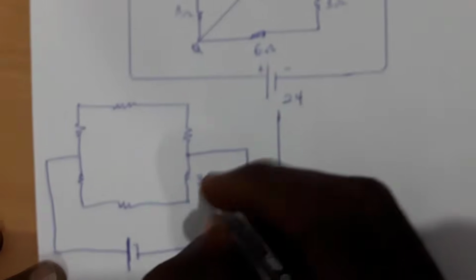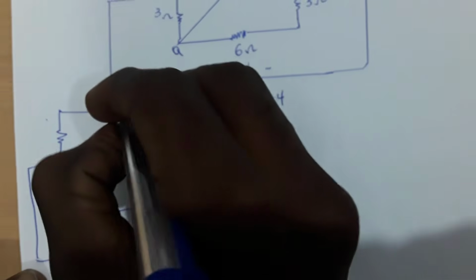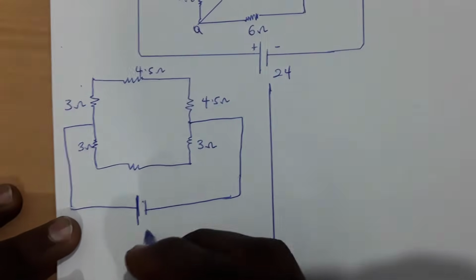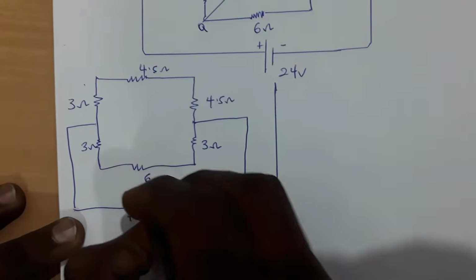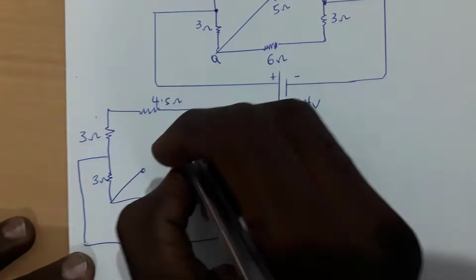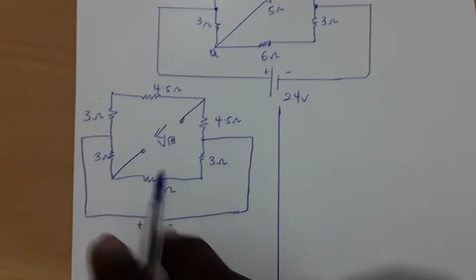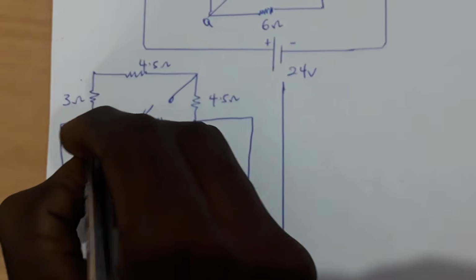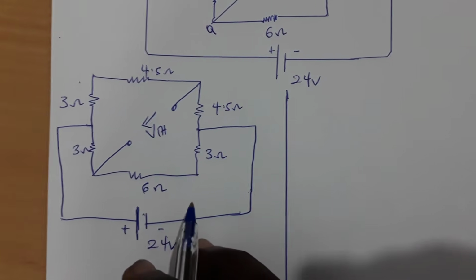This will be our 3 ohm here, our 4.5 ohm, 4.5 ohm here, 3 ohm, 3 ohm. This is 24 volts. This is 6, and we removed. So we will find our VTH here, where we removed the resistor. We can only find that by applying KVL, Kirchhoff's voltage law.